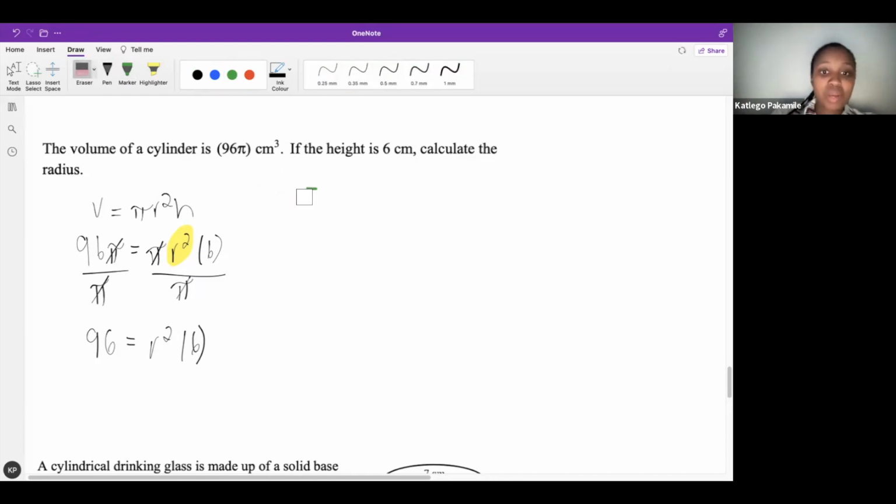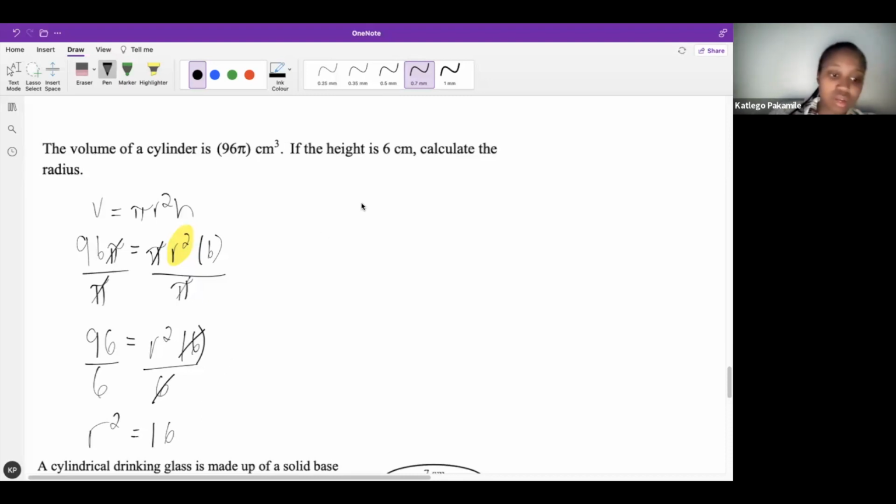Oh, but we're multiplying, remember? So we do not have to add, we divide it by 6, right? Yes, ma'am. So these ones will cancel out. What's going to be left on my left-hand side? Ma'am, 96 divided by 6 is 16.